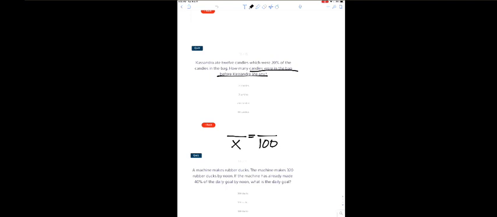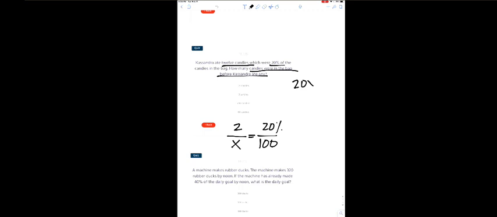Remember, 100 always goes here. And it tells us that 12 candies were eaten, and that this is 20%. So we know the number of candies that were eaten, and we know that this is equal to 20%. So just to make this clear, 12 is 20% of this number, and that's why this equation works. Okay? Now let's cross multiply.